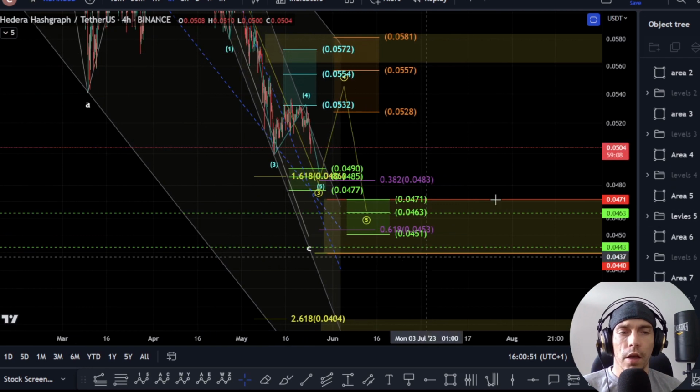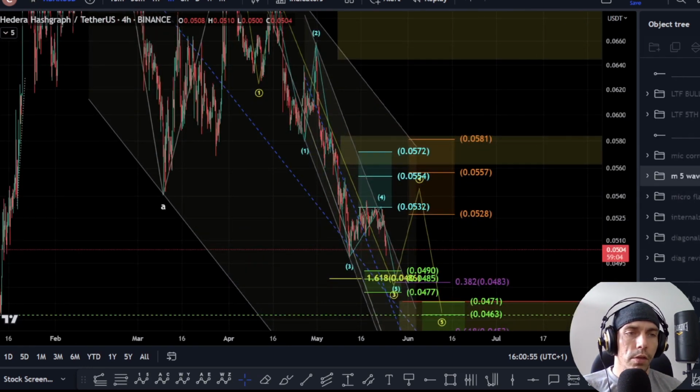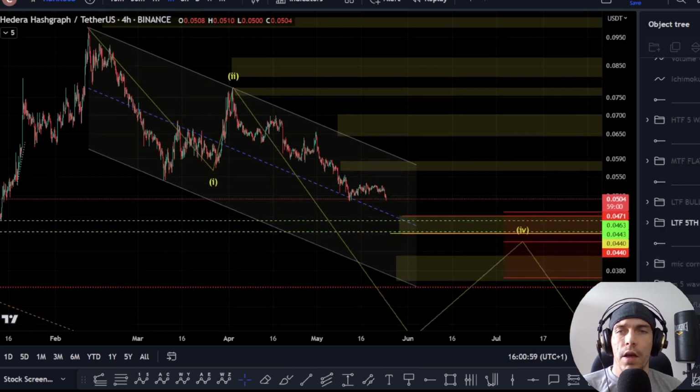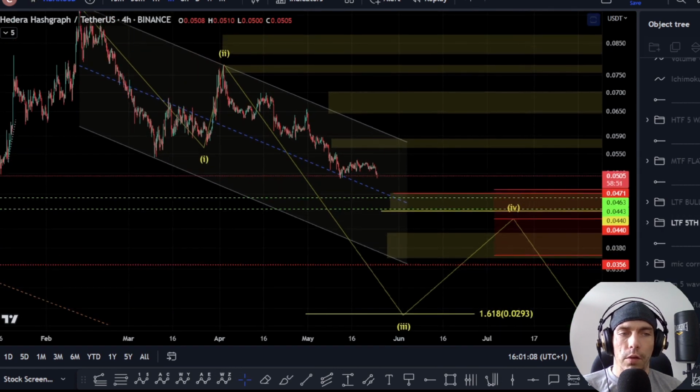If we do look to push down lower here, what we need to be careful of is if we do start to push down too deep with this, we could actually see something more bearish, where we could see a bigger 5-wave structure play out where we're actually looking for a deeper wave 3 towards this zone of the 0293. So this would be that zone we would be looking for if it's breaking down.